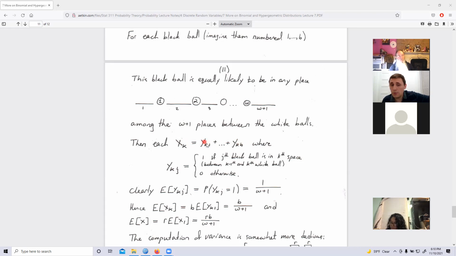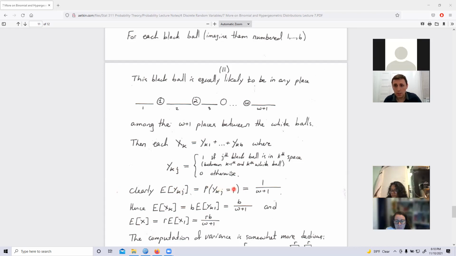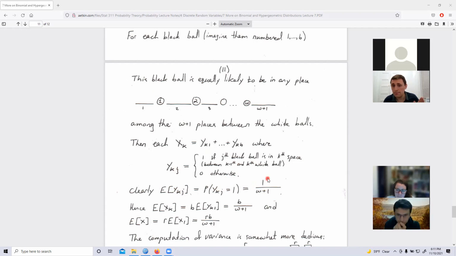This random variable yk1 will figure out whether or not black ball 1 is between the k minus 1th white and kth white. You follow, right? It will add 1 if it's there. So what's the expected value of ykj in general, for a fixed k? Well, that's the same as the probability that it is equal to 1. Where can the jth black ball be? It's equally likely to be here, here, here, or all the way to W plus 1. It's equally likely to be in any of those places, so the probability is 1 over W plus 1. The probability of it being in the kth place is 1 over W plus 1.